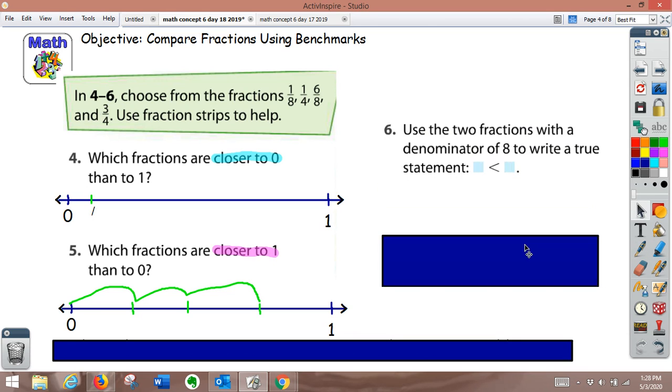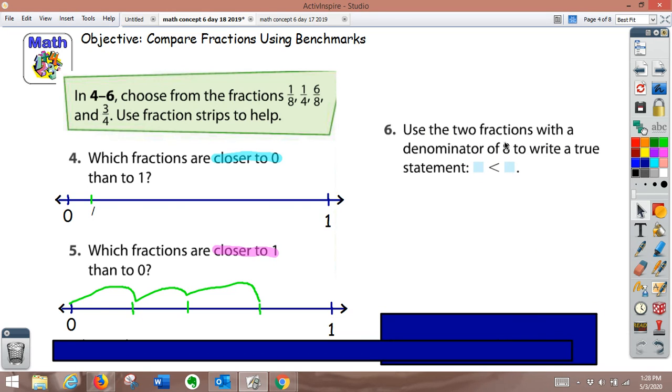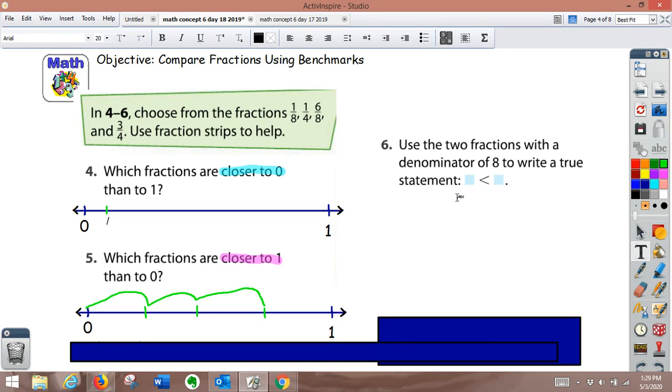Let's see what we have here. Use the 2 fractions with a denominator of 8 to write a true statement. Okay, here's your 2 fractions, 1/8 and 6/8. But I need to put them in these boxes. One of those fractions is less than this fraction. Well, we know 1/8 is very close to 0, isn't it? So 1/8 is going to be less than 6/8. Do you want me to eat 1/8 of your pizza or 6/8 of your pizza?